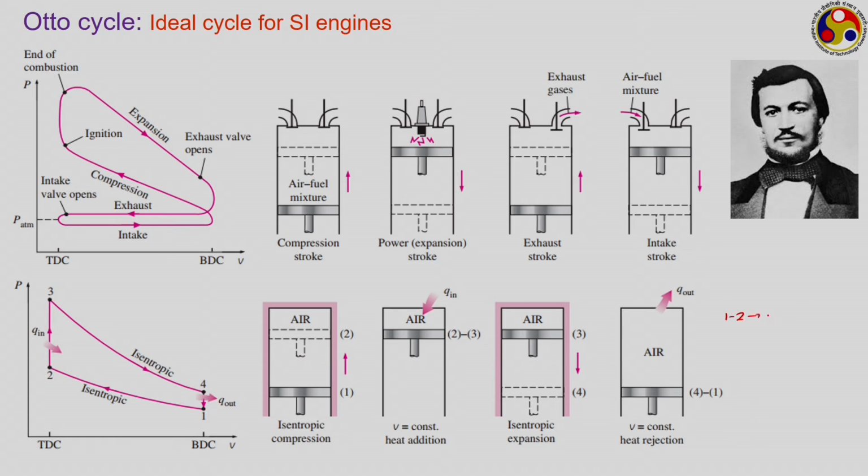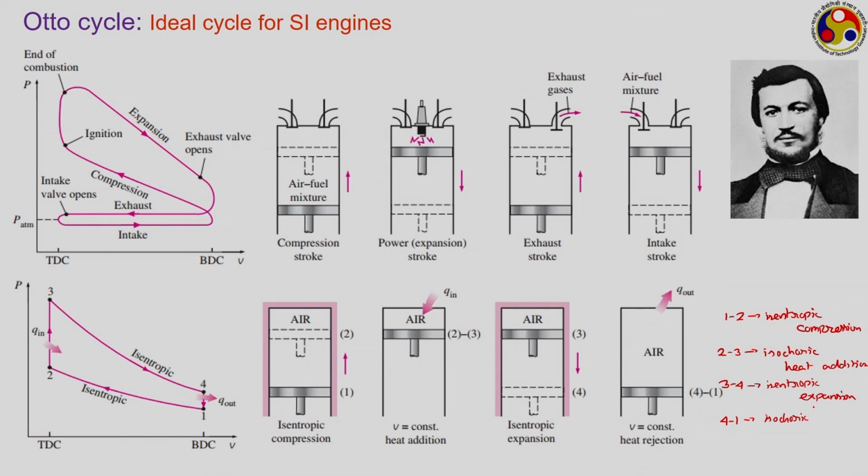So, we have 1 to 2 as isentropic compression, then we have 2 to 3 as isochoric heat addition, then we have 3 to 4. What is 3 to 4? 3 to 4 is again another isentropic process, but during which the volume is increasing and pressure is decreasing. So, it is an isentropic expansion process, and 4 to 1 is isochoric.